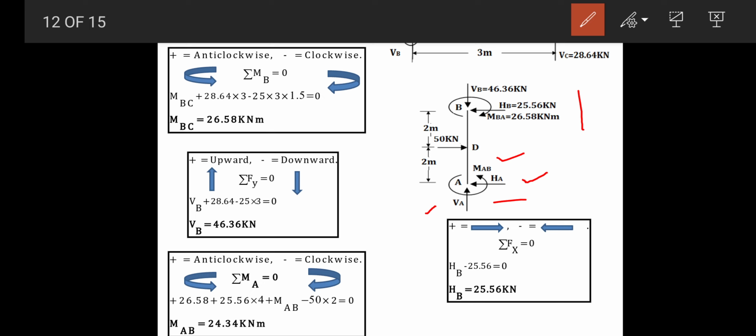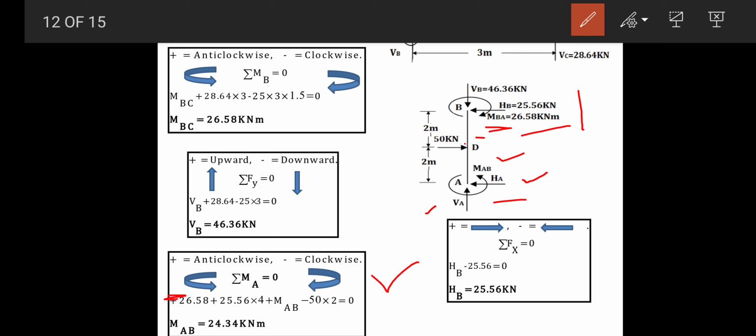Let's take moments. Now the 50 kilonewton point load is at the mid span over the column BA. Let's take moment about A. The first one is the 26.58 kilonewton meter moment, which is in a clockwise sense, so it will be negative, minus 26.58.